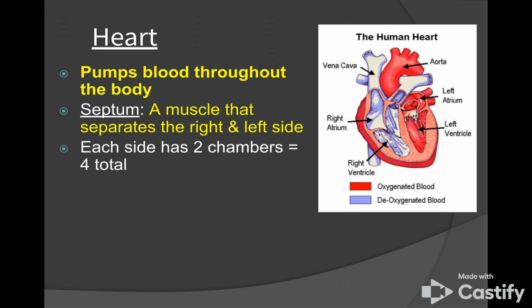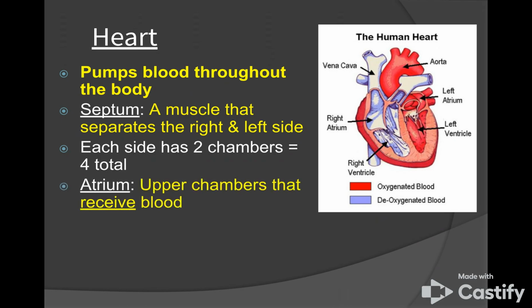Each side of the heart has two chambers. So the right side has an upper and a lower chamber, and so does the left side, upper and lower. So there's 4 total chambers in our hearts. All mammals and birds have 4 total chambers.